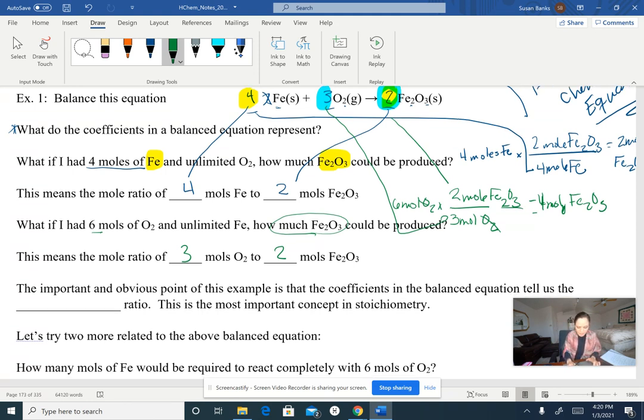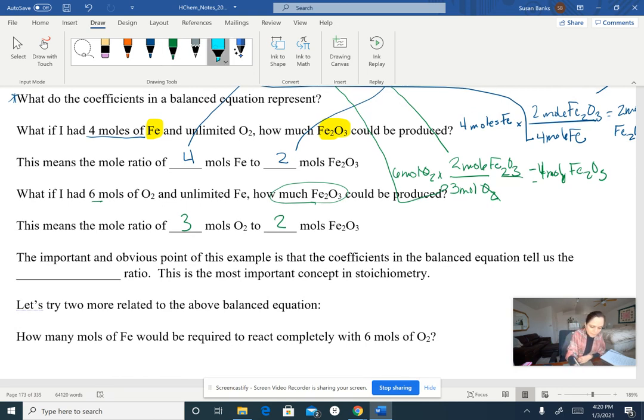Okay, so hopefully the important and obvious point of these examples is that the coefficients in a balanced equation tell us the mole ratio. So the coefficients in the balanced equation tell us the mole ratio. Okay, and we are going to use the mole ratio from balanced equations over and over and over again. This is the concept in stoichiometry. This is what we're doing. We're taking balanced equations, we're using the coefficients from those mole ratios to do the math behind the law of conservation of mass.